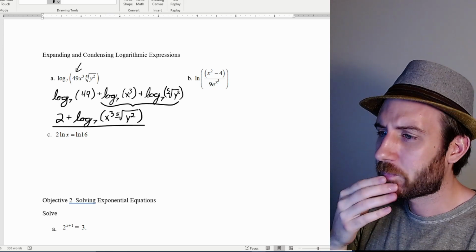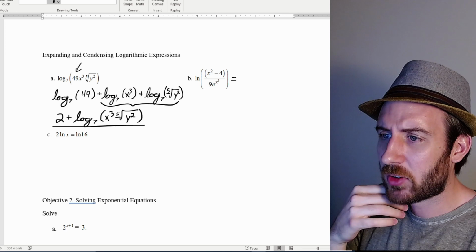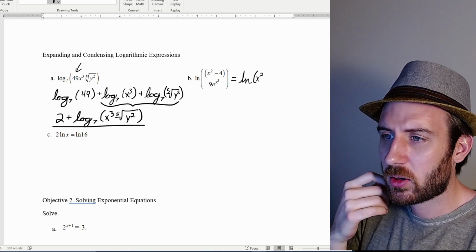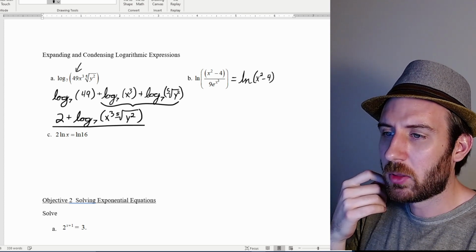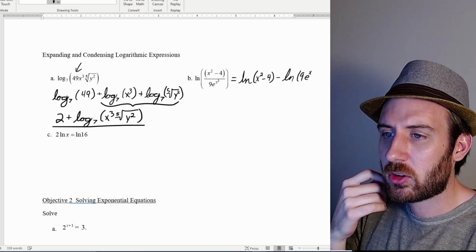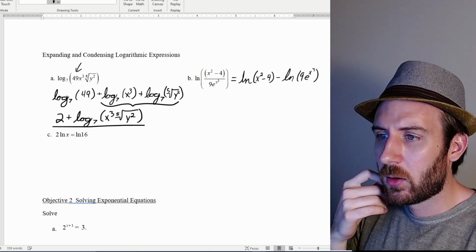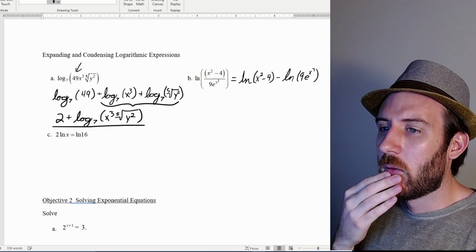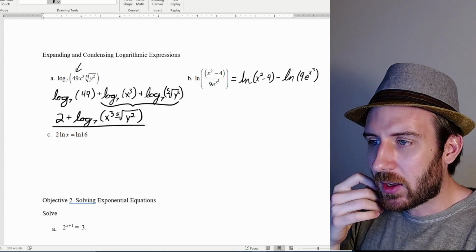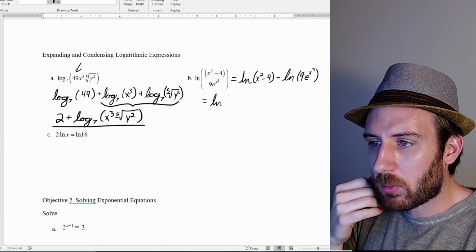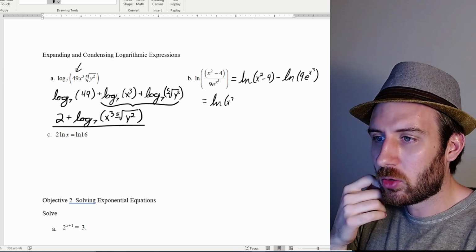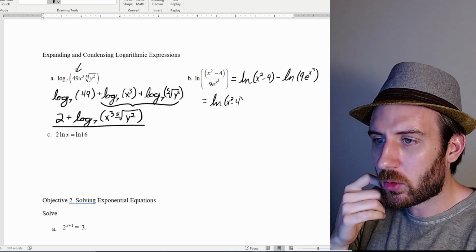Okay, what about this next one? I have some division happening on the inside. Maybe I'd like to make that some subtraction happening on the outside using our quotient shortcut. The natural logarithm of x squared minus 4 would be the thing on the top, minus the natural logarithm of 9e to the x cubed. Okay, what can I do from here? I see an e. The e and the natural log make me think that there's something there, but they're being multiplied right now. So maybe I expand this out one more time. Natural logarithm of x squared minus 4. I don't see anything in there that has to do with the base of e, so I'm going to have to leave that one alone, I think.